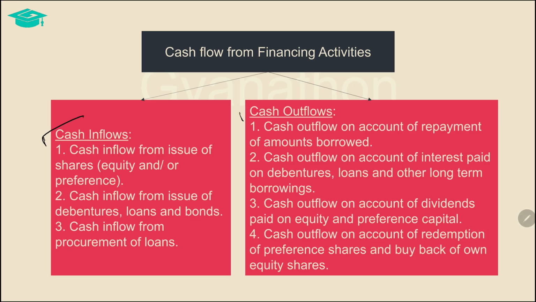Cash outflows from financing activities include cash outflow on account of repayment of amounts borrowed, cash outflow on account of interest paid on debentures, loans, and other long term borrowings, cash outflow on account of dividends paid on equity and preference capital, as well as cash outflow on account of redemption of preference shares and buyback of own equity shares. These items of cash inflows and outflows are all related to owner's capital and enterprise borrowings, and hence they are classified under cash flow from financing activities.